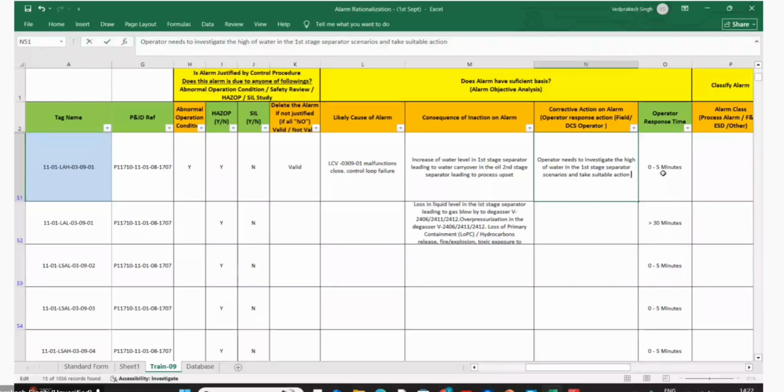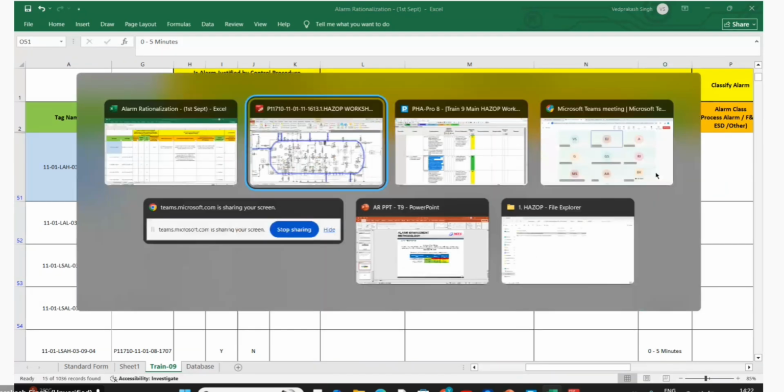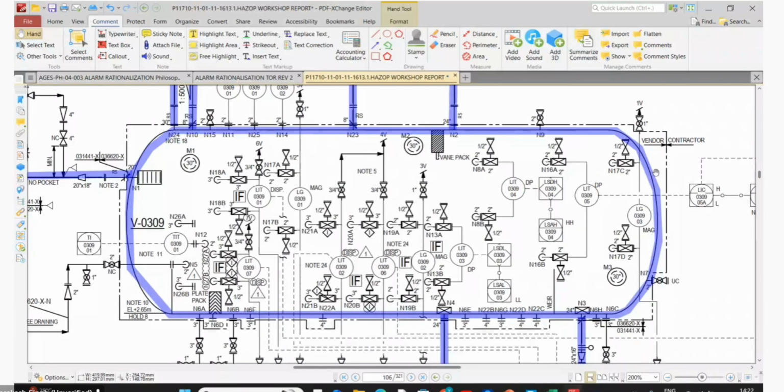Okay, guys, let us focus because we don't have much time. What is the response time? Once you get a high level alarm in the water side, I think you have more than half an hour, right? No problem, no major problem. If you get water level high alarm, how much time does the operator have to respond?